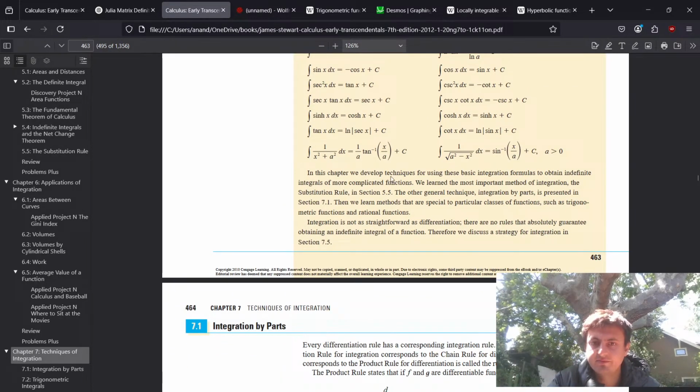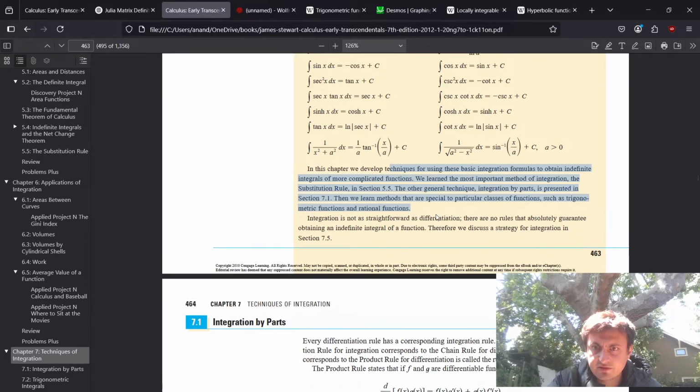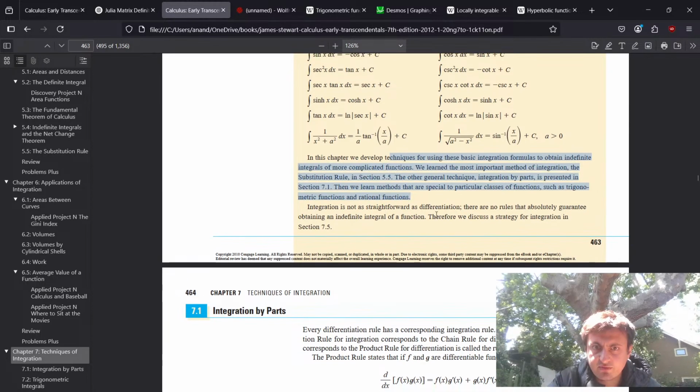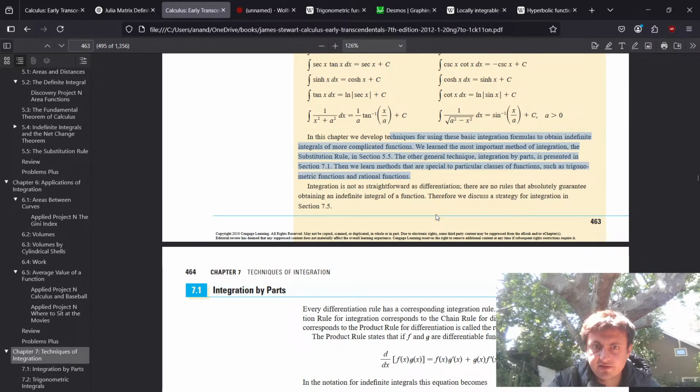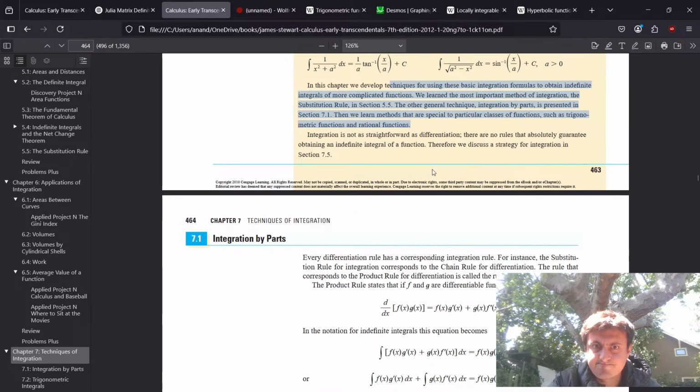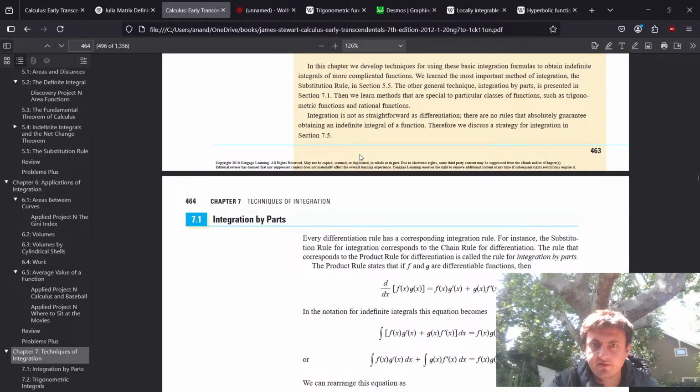In this chapter, we develop techniques for using these basic integration formulas to obtain formulas for more complicated functions. We learn the most important method of integration, the substitution rule. The other general technique, integration by parts, is presented in 7.1. We then learn methods that are special to particular classes of functions, such as trig and rational. Integration is not as straightforward as differentiation. There are no rules that absolutely guarantee obtaining an indefinite integral of a function.